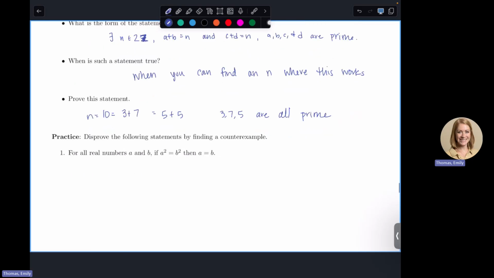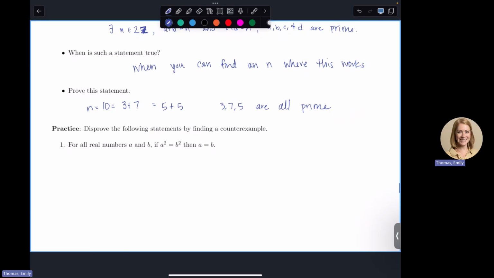You won't fail. Okay. We're going to disprove these statements by finding a counterexample. So it's important to notice that that's what we're doing. We are disproving these statements. So this first one we have, for all real numbers a and b, if a squared equals b squared, then a equals b. What is the negation of this statement?